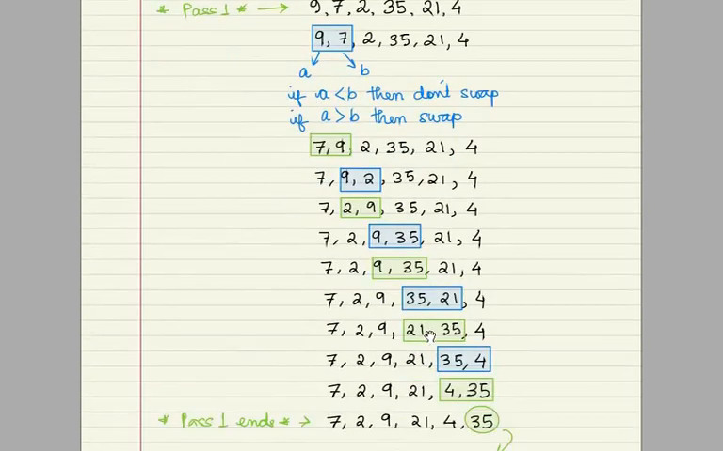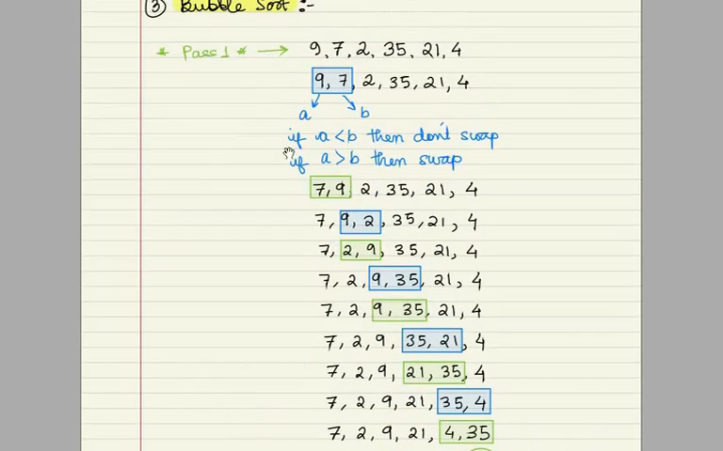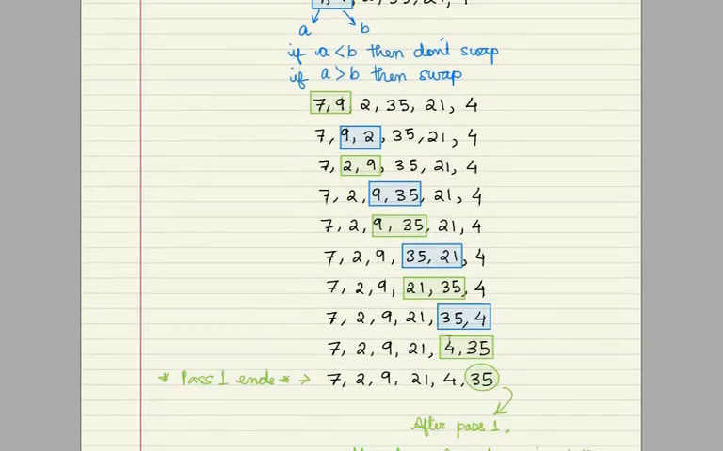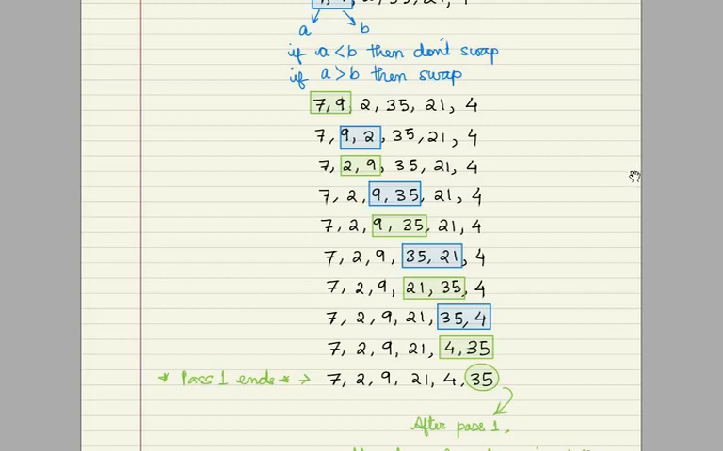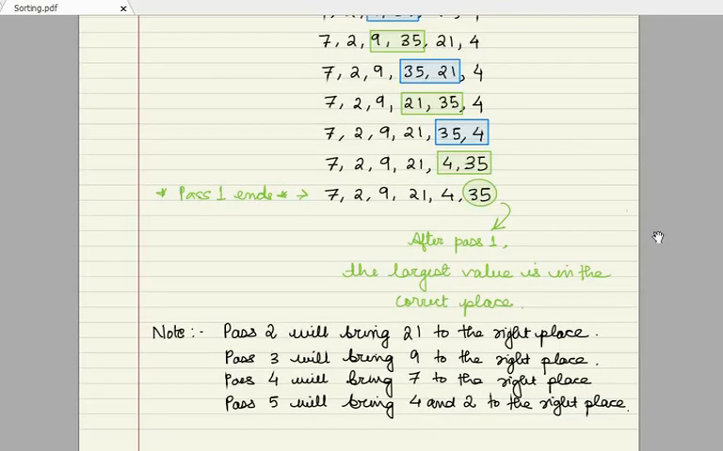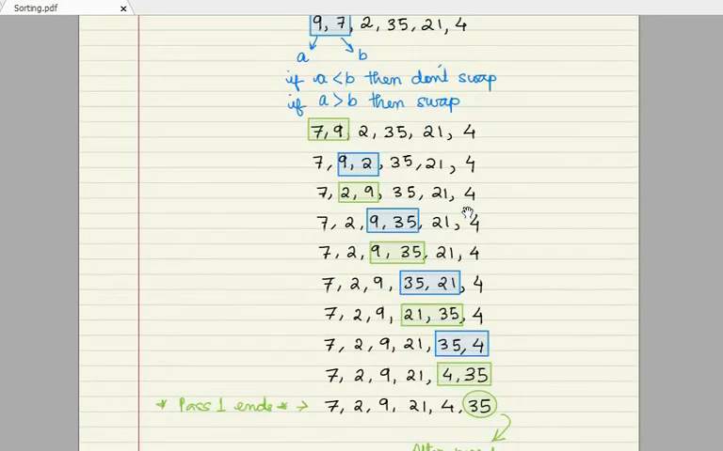So this first round, the first set of computation that we have done, is known as pass 1. This is the first pass that we have done in order to get 35. Similarly, the second round is known as pass 2 and so on. Here we see that after pass 1 the largest value is in the correct place. So 35 is in the correct place, which is pass 1.